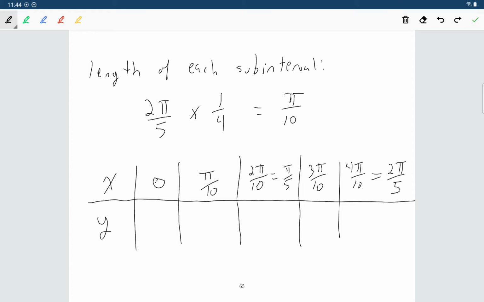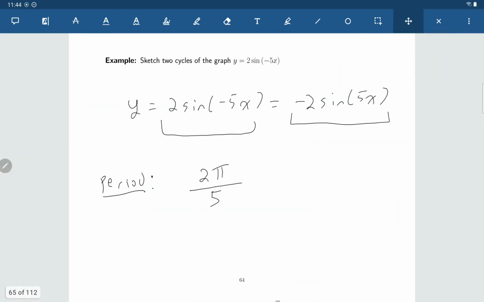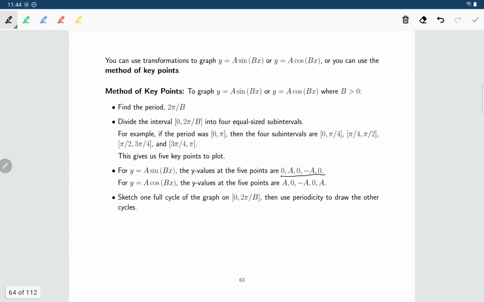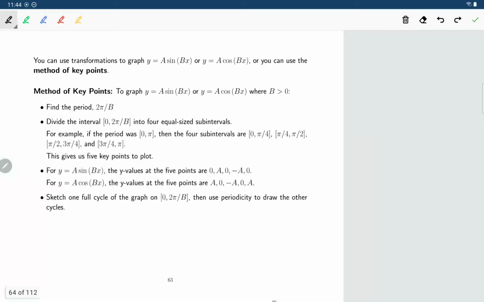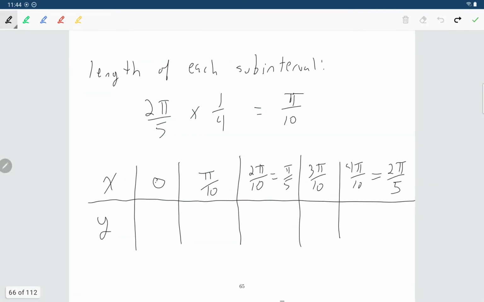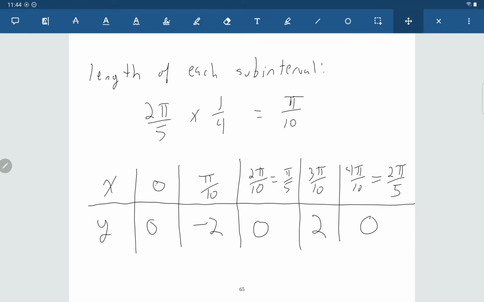And as far as the y values go, reminder that we're talking about this function that we have here, negative 2 sine of 5x. And remember that for sine, the y values would be 0, whatever the coefficient is, 0, the opposite of whatever the coefficient is, then back to 0 again. And since our coefficient is negative 2, we're going to start with 0, then the coefficient, then 0, then the opposite of the coefficient, then back to 0 again. And so there we go. We've got our 5 key points.